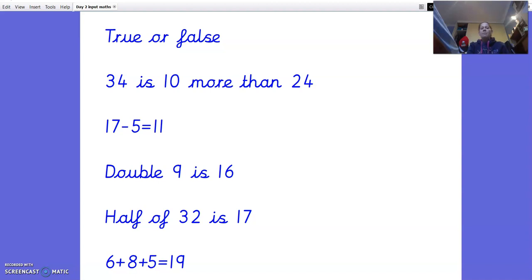The next one, half of 32 is 17. Now we've already done halving when we've been looking at our fractions, so you could draw your two squares and share the 32 out, and actually half of 32 is 16, not 17, so that one is also false. The last one was a bit tricky, because we were asking you to add three numbers together. But 6 plus 8 plus 5 does in fact equal 19. So that one is true. Well done if you got them all correct.